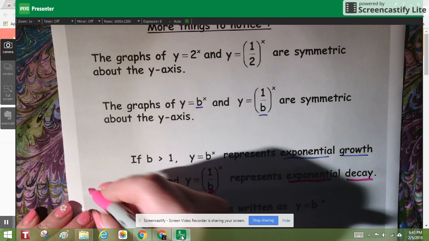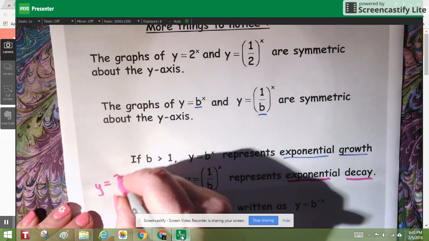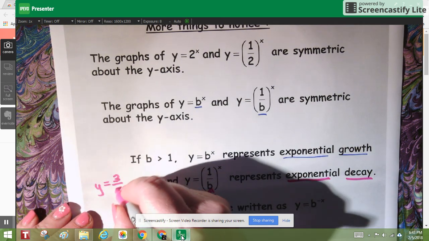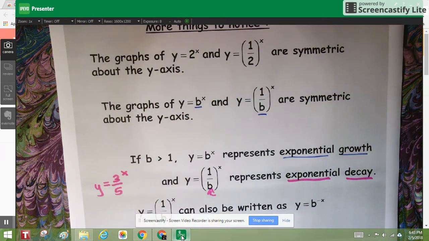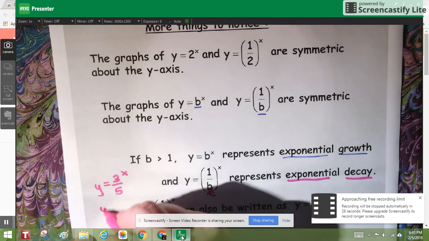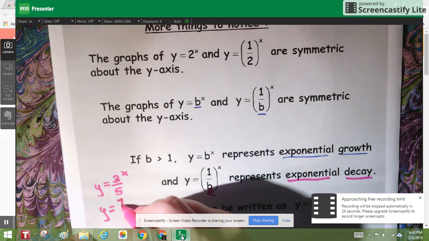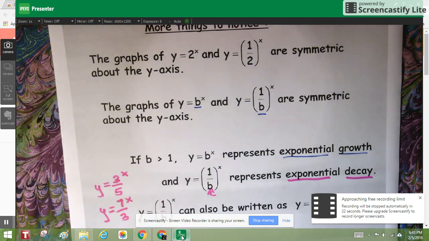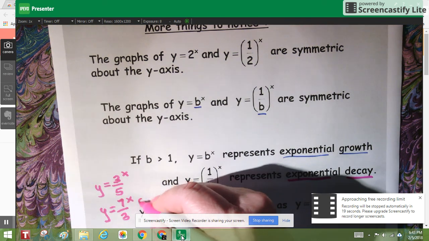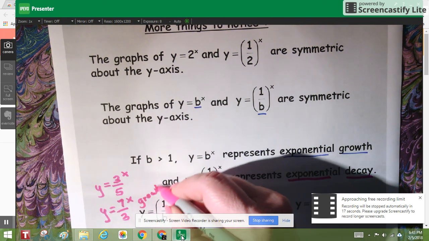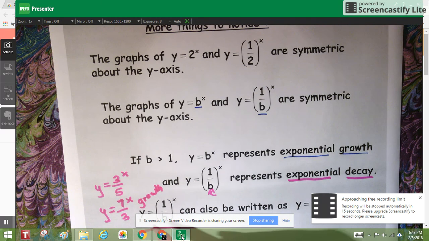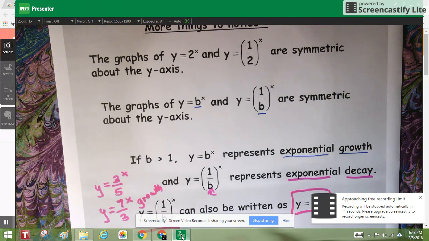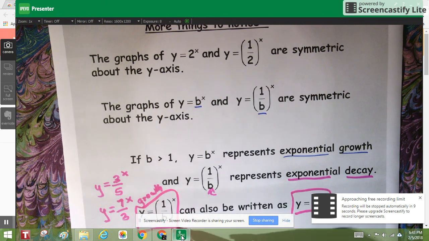So for instance, if I had y equals 3 over 5 raised to the x, that would be decay. However, if I had y equals 7 over 3 raised to the x, that is a fraction, but it is not less than 1. So this here would still be growth. Remember that y equals 1 over b raised to the x can also be written as a negative exponent. So you need to recognize that these are actually equivalent statements.